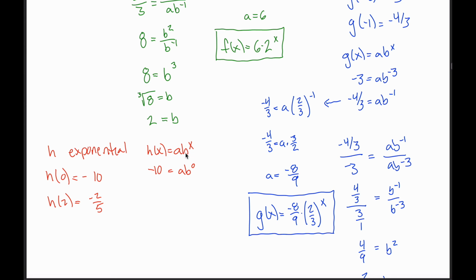We know that b is some positive number, and regardless of what positive number it is, when I raise it to the 0 power, I just get 1. So what that means is negative 10 is equal to a times 1. What I'm saying is anytime one of the two statements tells you the y value for an x value of 0, they're immediately telling you the value for a.